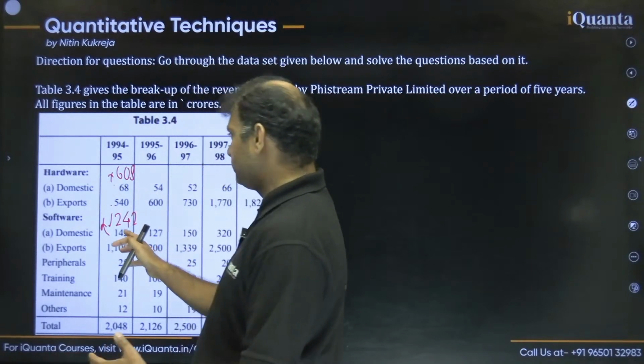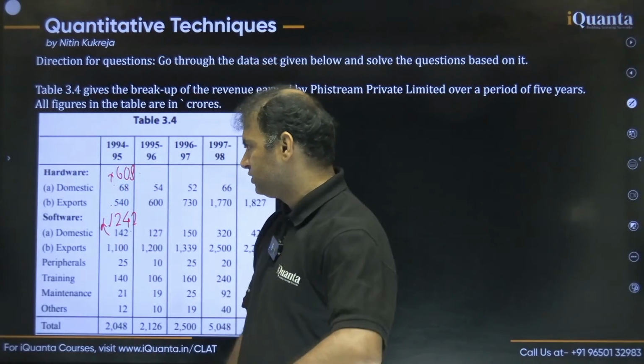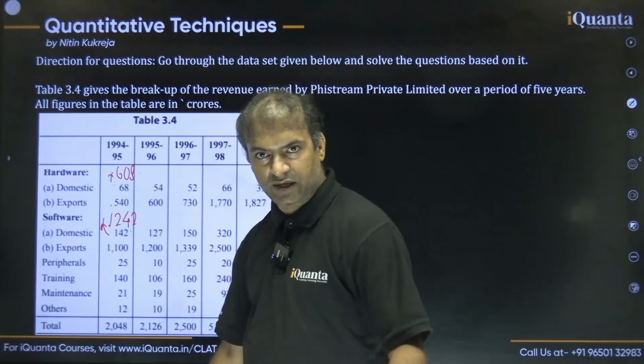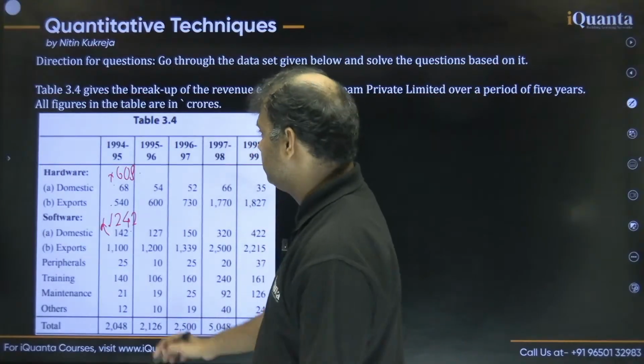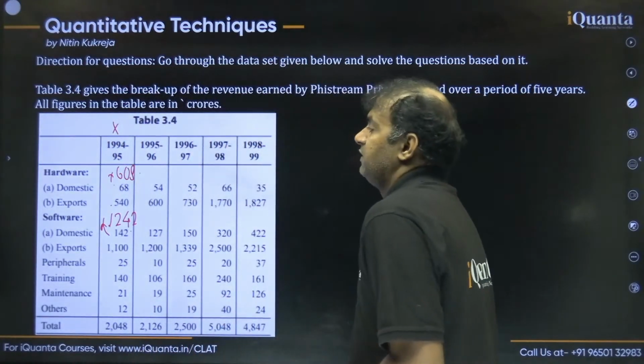So is this more than half? Actually, no, guys. Hardware is 608, software is 1242. Half of 1242 is 621, and this is only 608. So this is not more than half, right? So that means 94-95 is not satisfying the condition of the problem, right?